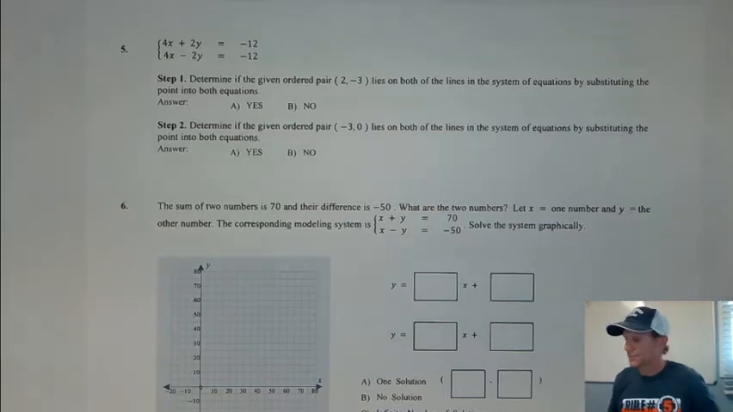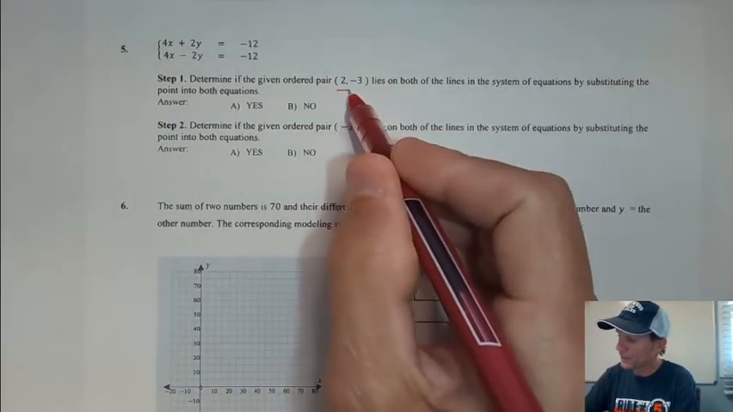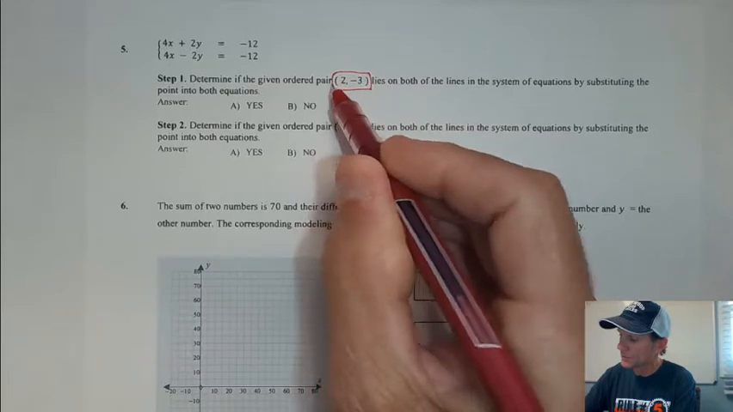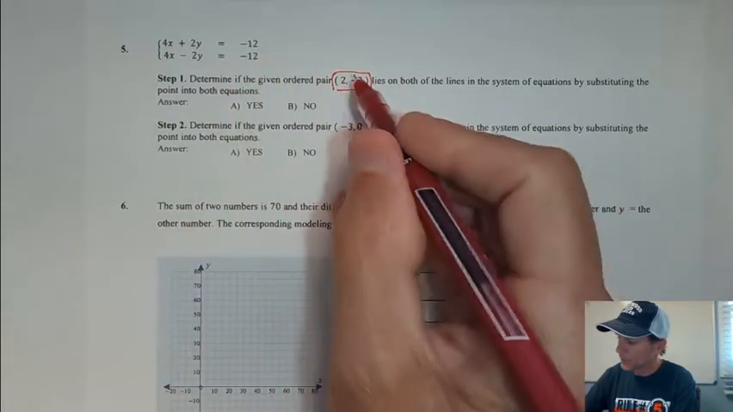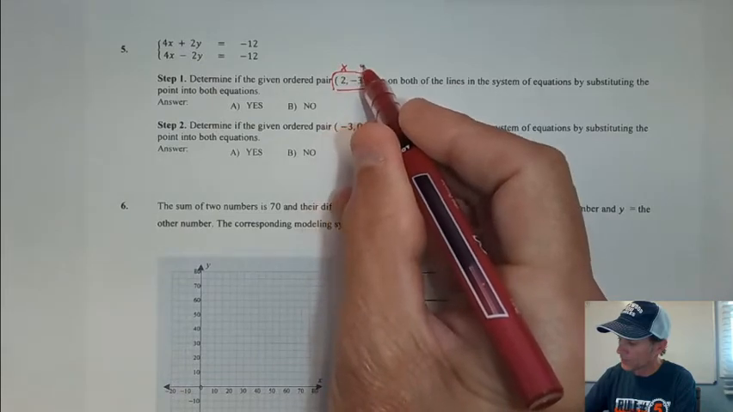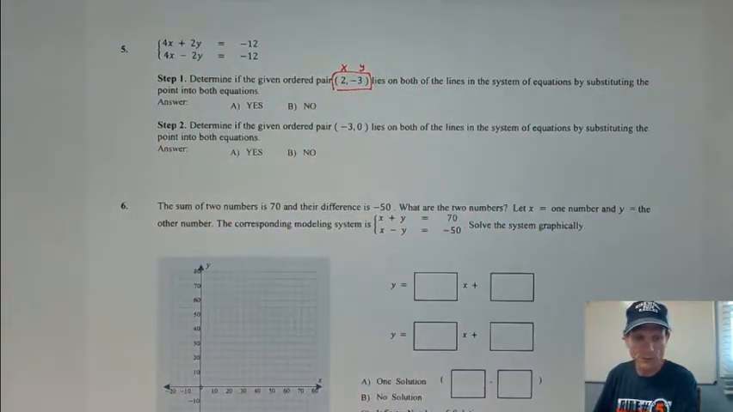Alright, this will be the last video for 9.1. Problem number 5 asks us to check whether this point here lies on these lines, okay? And so what we do here is something we've done in previous chapters. We take our x value and our y value and we just substitute those into the two lines given.